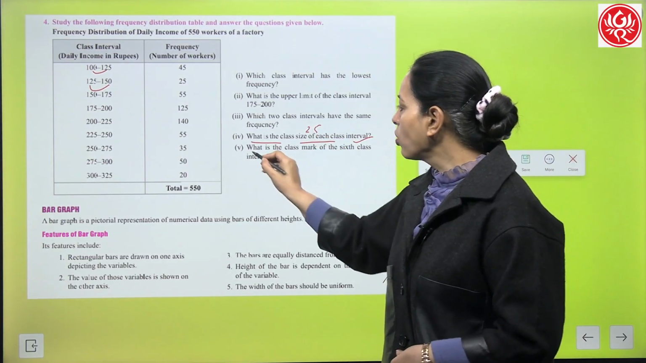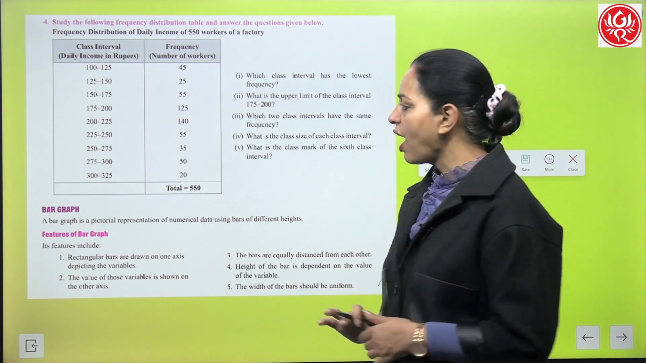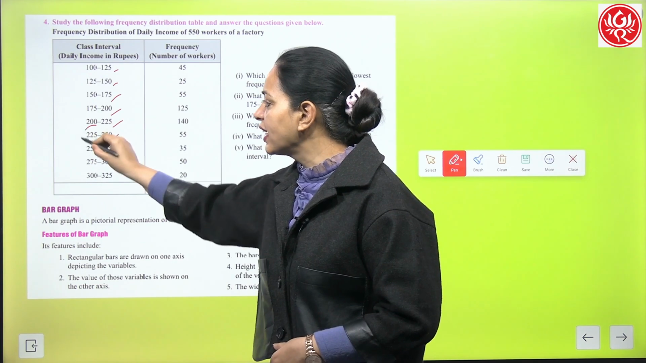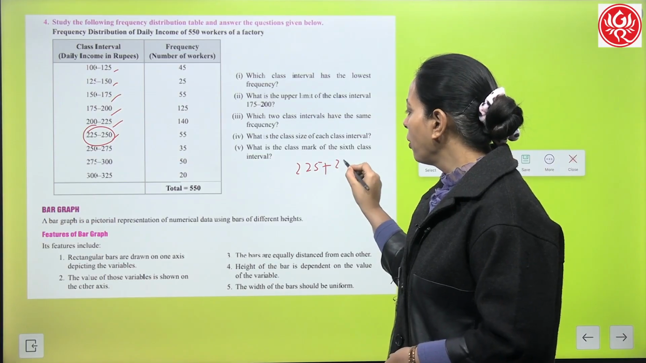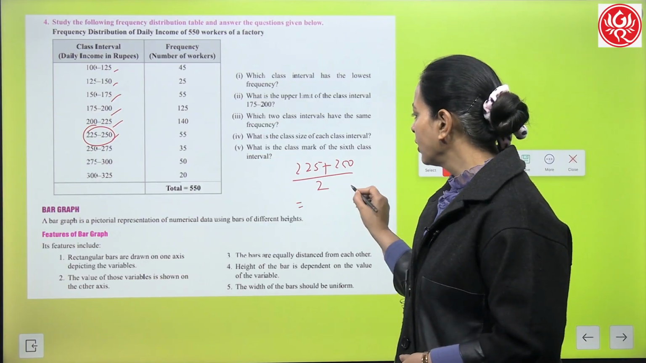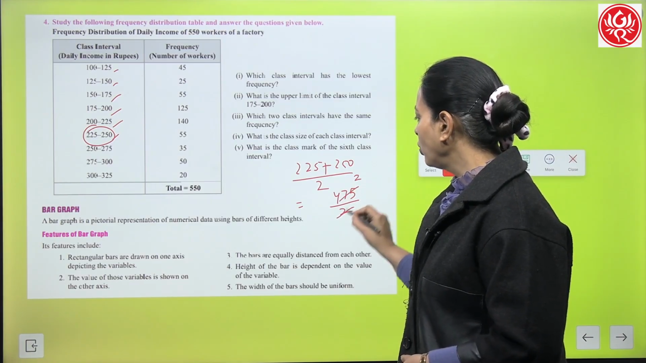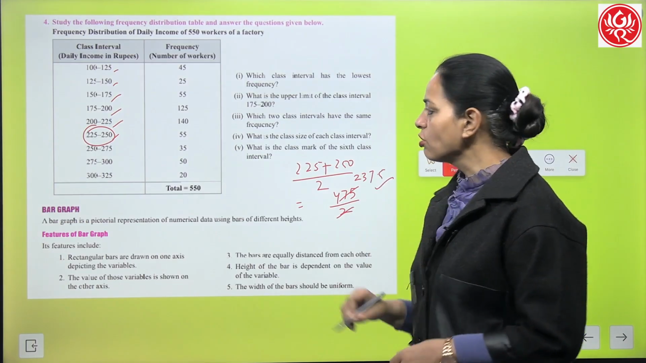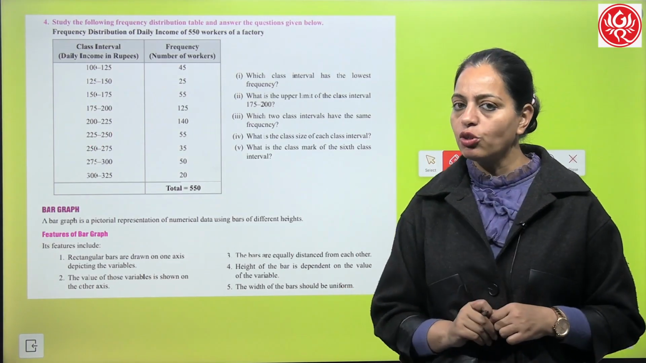Now the fifth one, what is the class mark of the sixth class interval? So here see the class mark of sixth class interval, first, second, third, fourth, fifth and sixth. So class mark, how do we find? 225 lower limit plus upper limit divided by 2, right? So that is 475 upon 2. You can calculate it. 2 2s are 4, 2 3s are 6, 2 7s are 14. So this is 237.5, right? I hope these are clear to you.